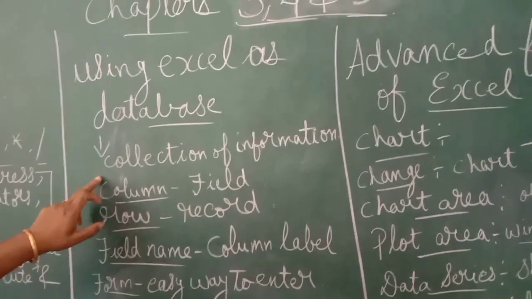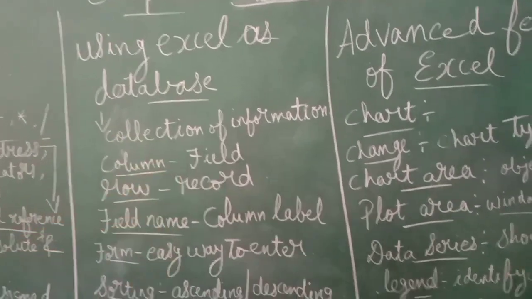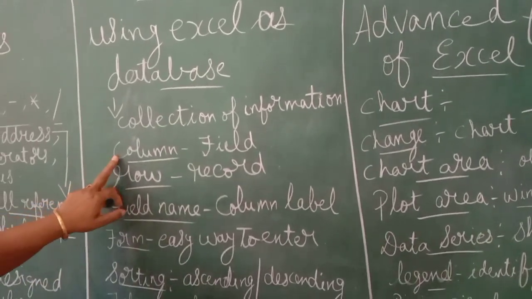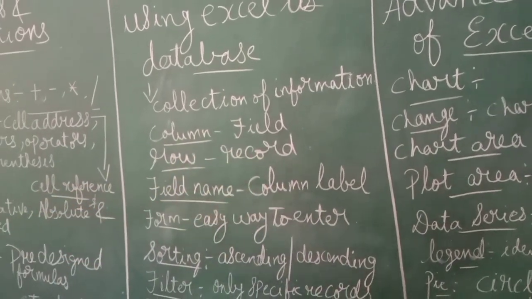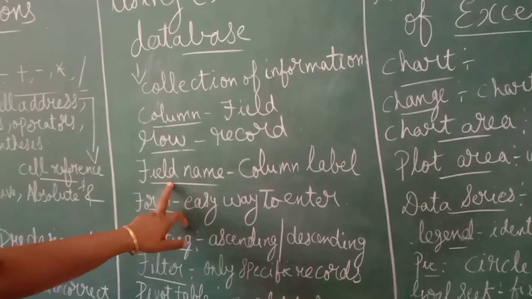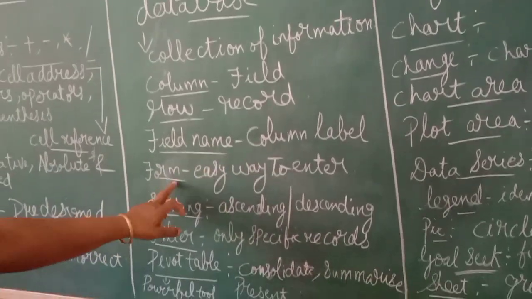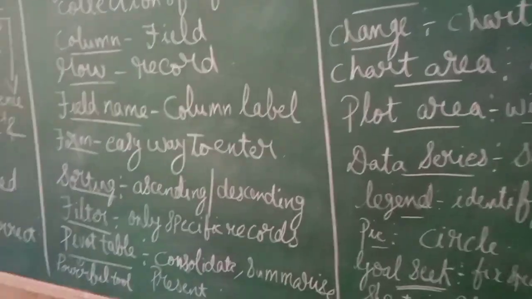Now coming to using Excel as a database. A database is a collection of information. A column is also called a field and a row is also called a record. Field name is called column label. Forms are an easy way to enter data.